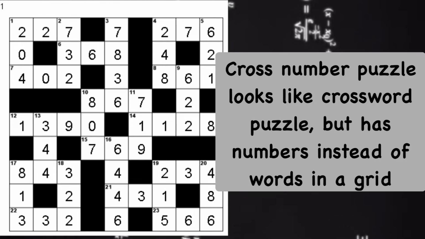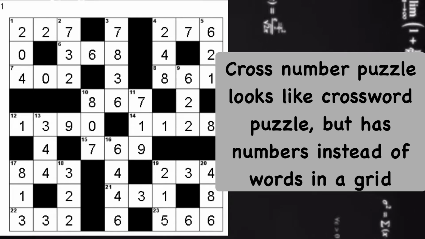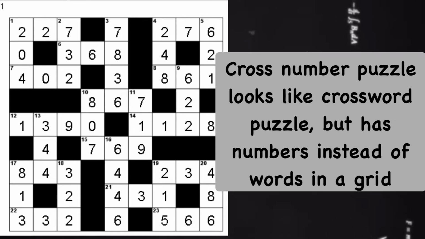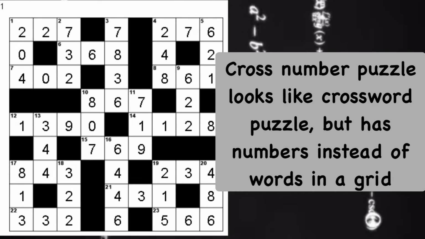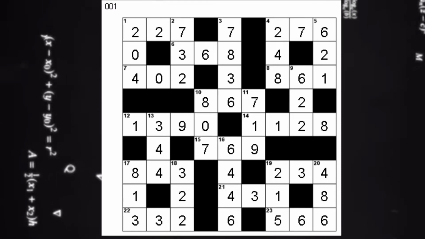A cross number puzzle looks like a crossword puzzle but has numbers instead of words in a grid. The cross number solver can find all possibilities of filling the grid with numbers in a way that all statements about these numbers are true. To solve the cross math puzzles, fill in a number from 1 to 6 in the white squares so that the result of the equation is equal to the answer that is provided. The math equations in the puzzles can be addition or subtraction.